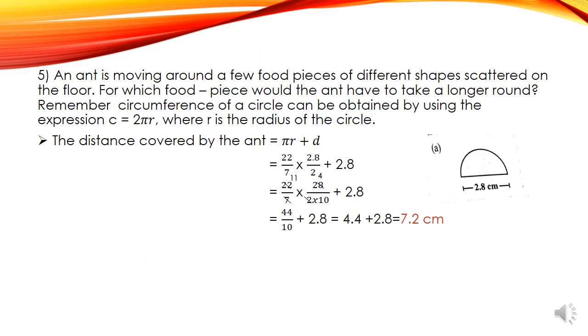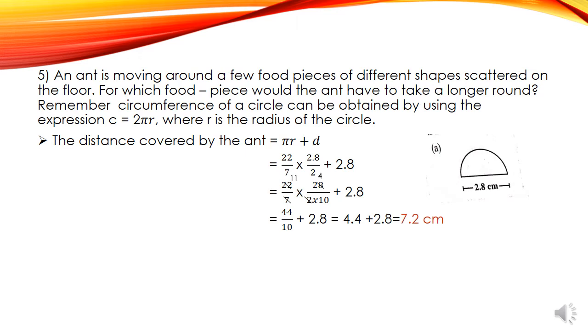Question number 5. An ant is moving around a few food pieces of different shapes scattered on the floor. For which food piece would the ant have to take a longer round? Remember, circumference of a circle can be obtained by using the expression C is equal to 2 pi r, where r is the radius of the circle. So children, in the question we have got 3 shapes and these are the shapes of food pieces. So for which food piece the ant has to take longer distance. So let us see the figures one by one.